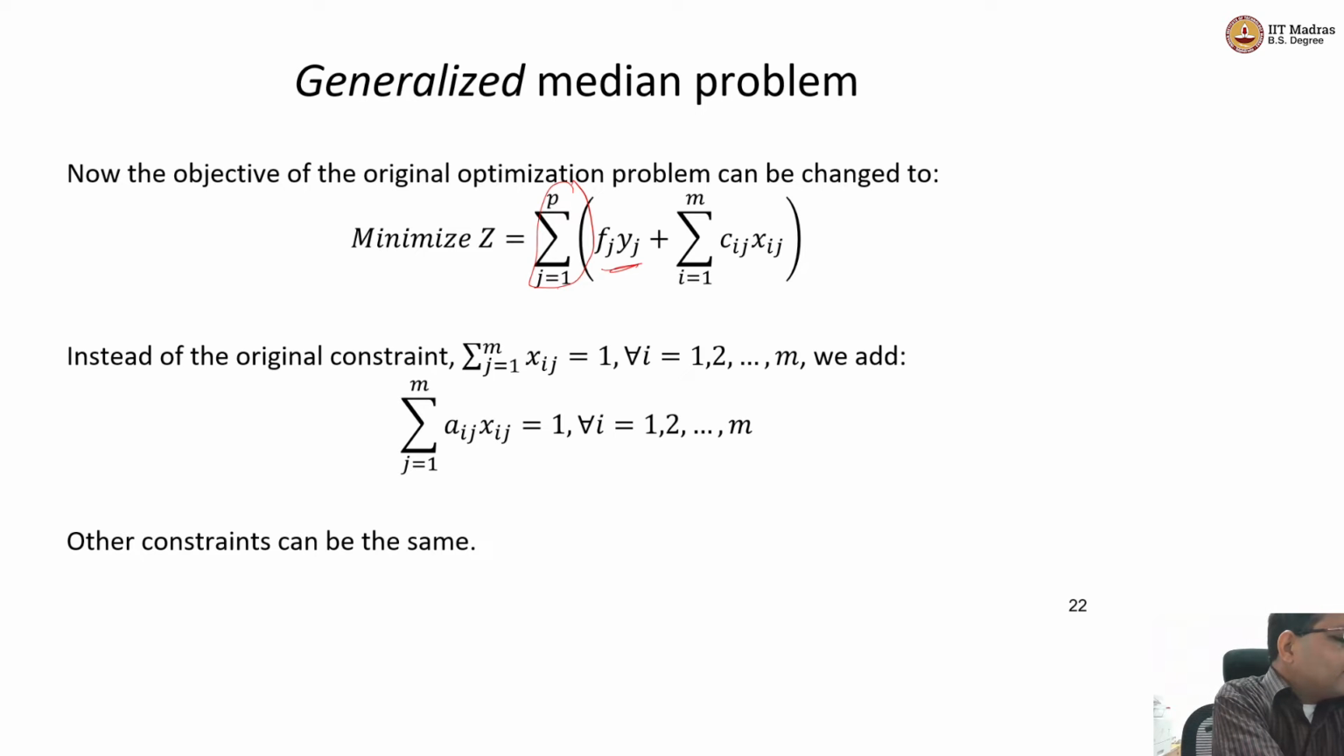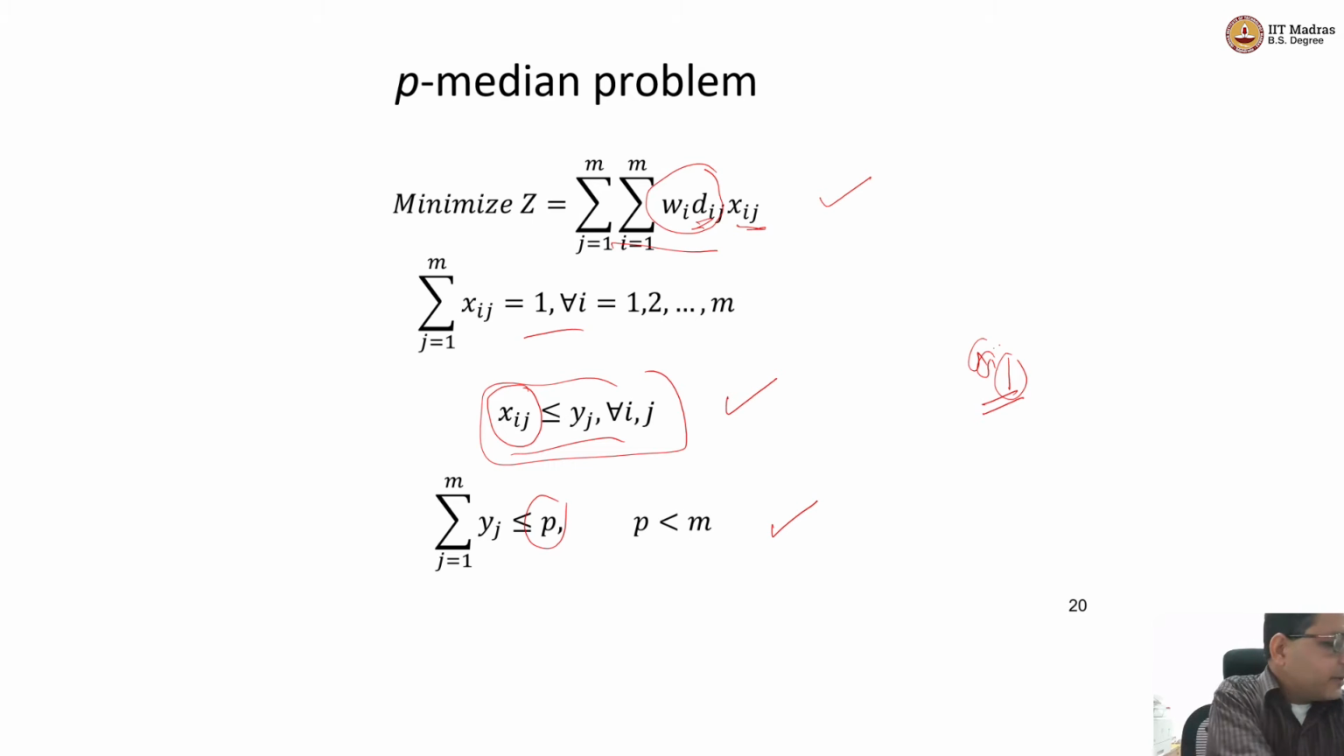And then this is the running cost, which is the serving cost or the assignment cost. Cij Xij indicates the cost of serving the customer located at i from a facility located at j. Sorry, I said it wrong. Cij is the cost of serving the customer located at i from a facility located at j, and Xij is the assignment variable, the same variable that we had before.